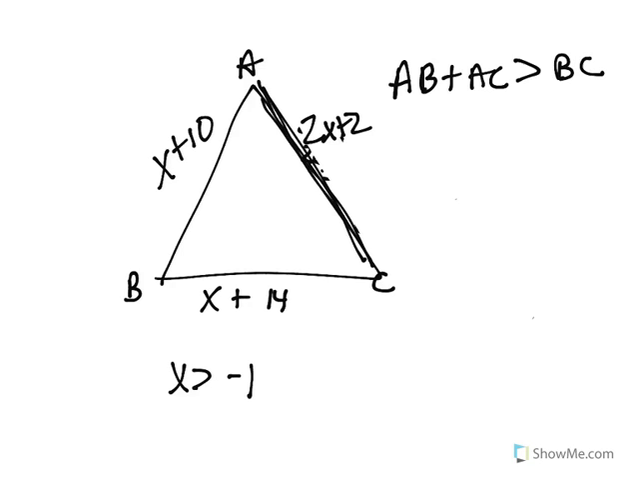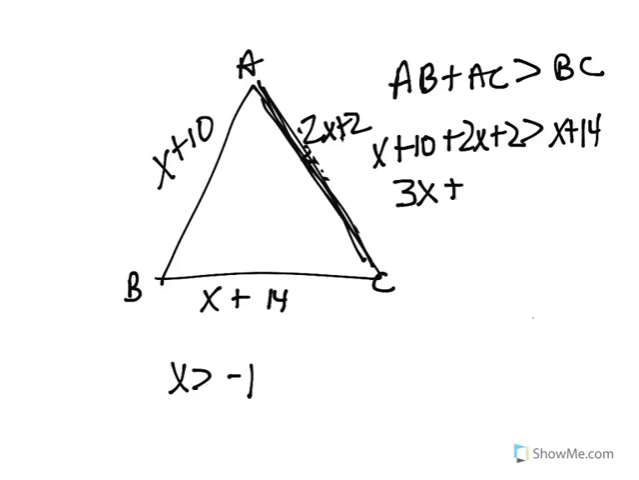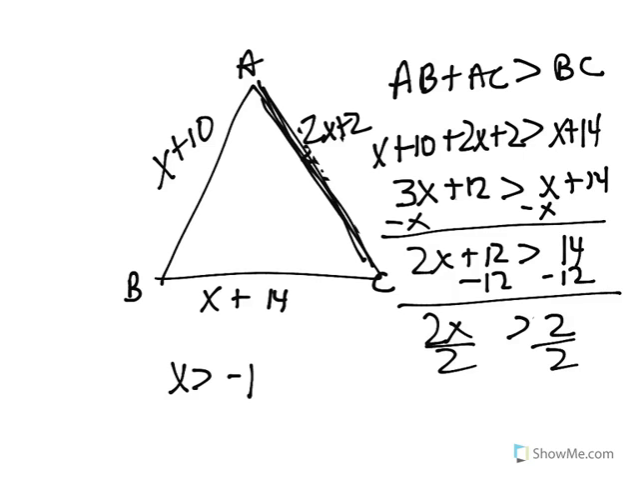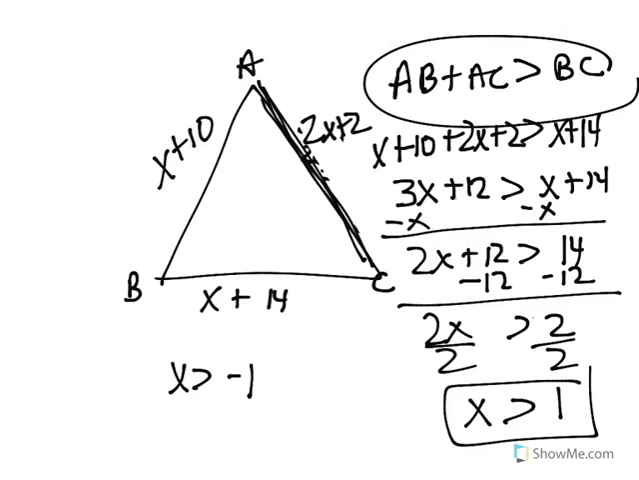Well, let's try that. X plus 10 plus 2x plus 2 needs to be greater than x plus 14. So let's say I have 3x plus 12 is greater than x plus 14. So I'm going to subtract x. So I have 2x plus 12 needs to be greater than 14. Now I'm going to subtract 12, and I get 2x is greater than 2. Divide by 2, and x needs to be greater than 1 to satisfy this inequality that I gave you.